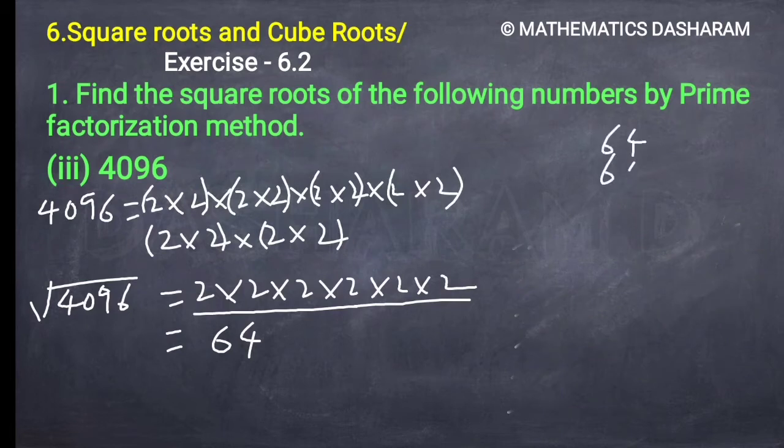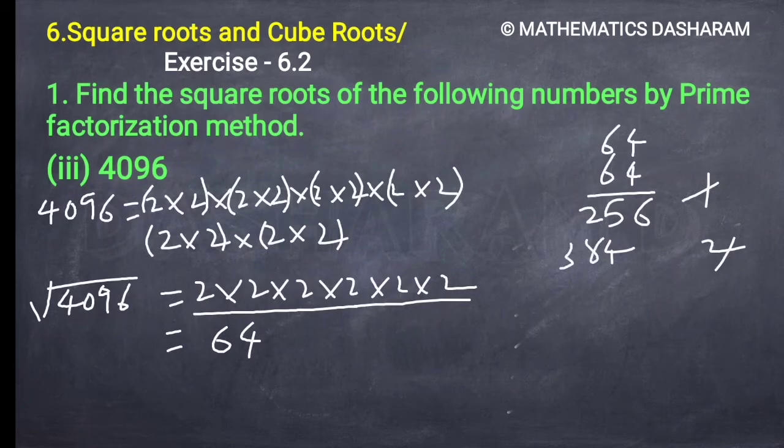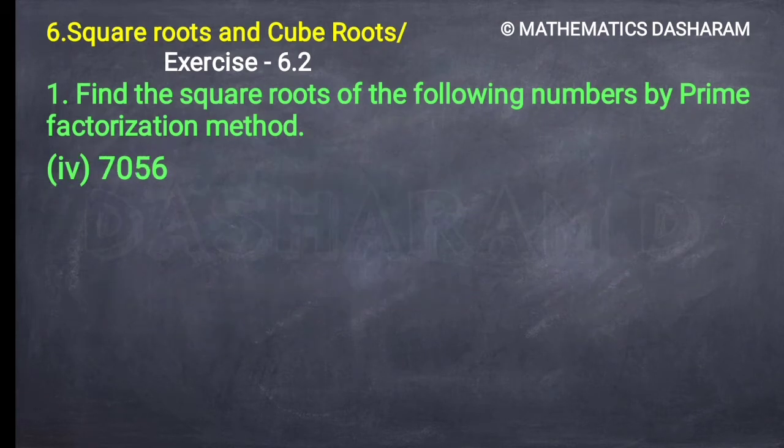So let us verify. 64 into 64. 4 fours are 16, 1 carry. 4 sixes are 24 plus 1 is 25. 4 sixes are 24, 2 carry. 6 fours are 24, 6 sixes are 36, 38. So 4096. Fourth question, 7056.